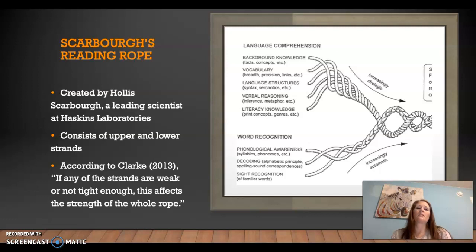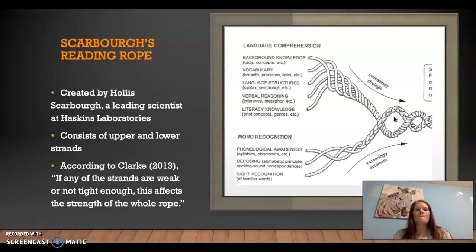Scarborough's reading rope is a good example of all the different things that go into reading comprehension. There are two main sections here, language comprehension and word recognition. Each one of these represents a rope, and the more each is understood, the tighter the rope gets. And the tighter the rope gets on both sides, it winds together.